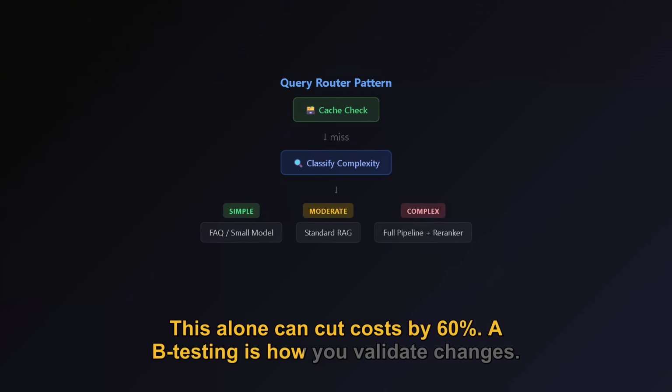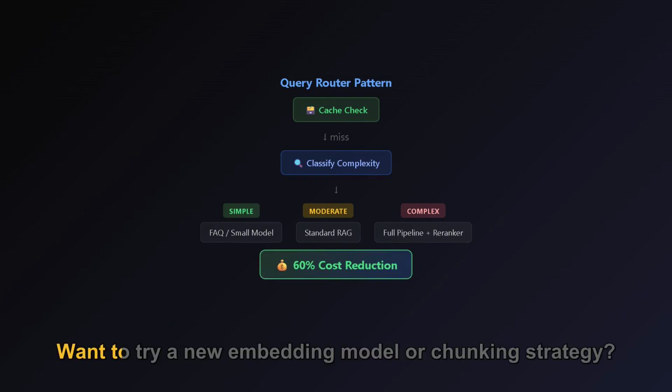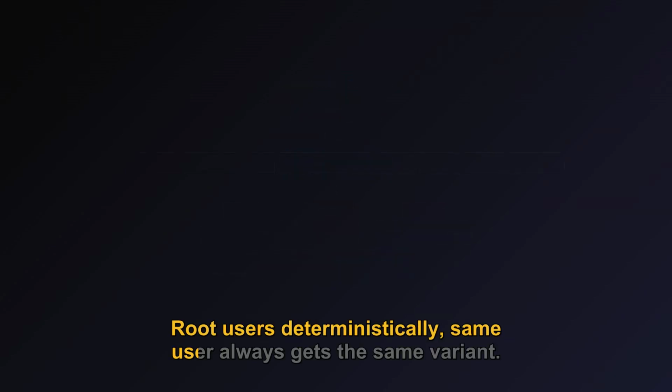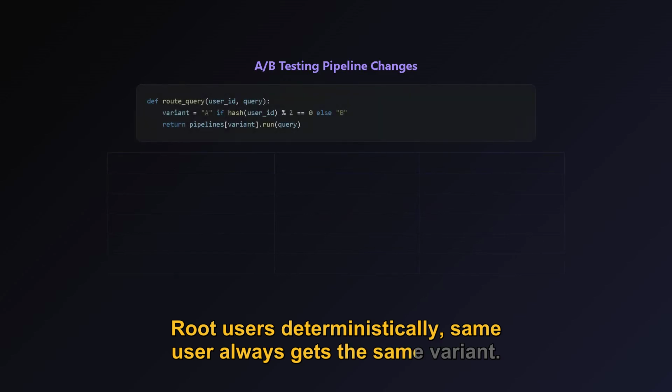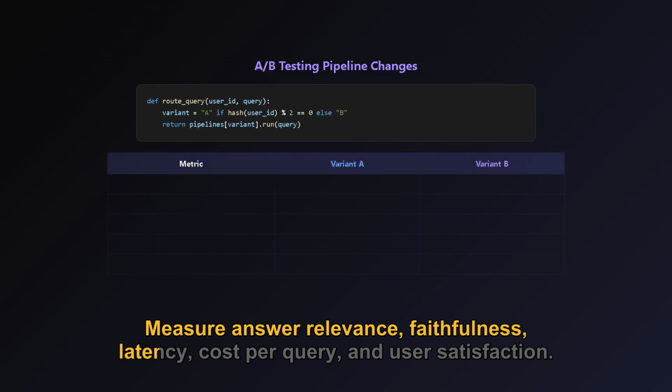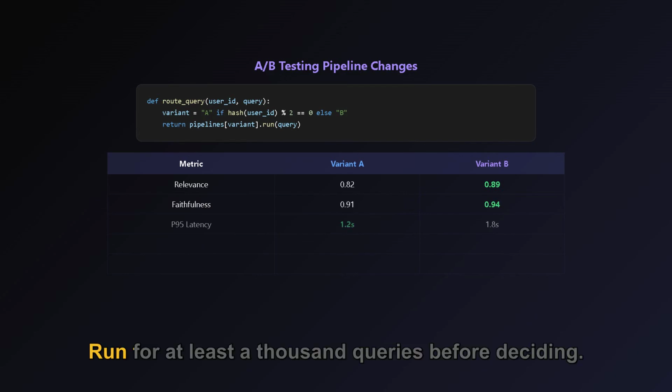A/B testing is how you validate changes. Want to try a new embedding model or chunking strategy? Route users deterministically. Same user always gets the same variant. Measure answer relevance, faithfulness, latency, cost per query, and user satisfaction. Run for at least 1,000 queries before deciding.